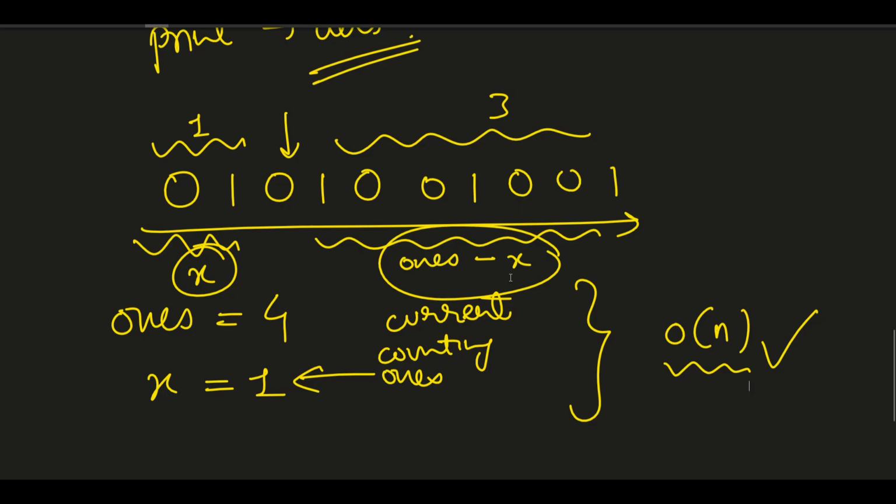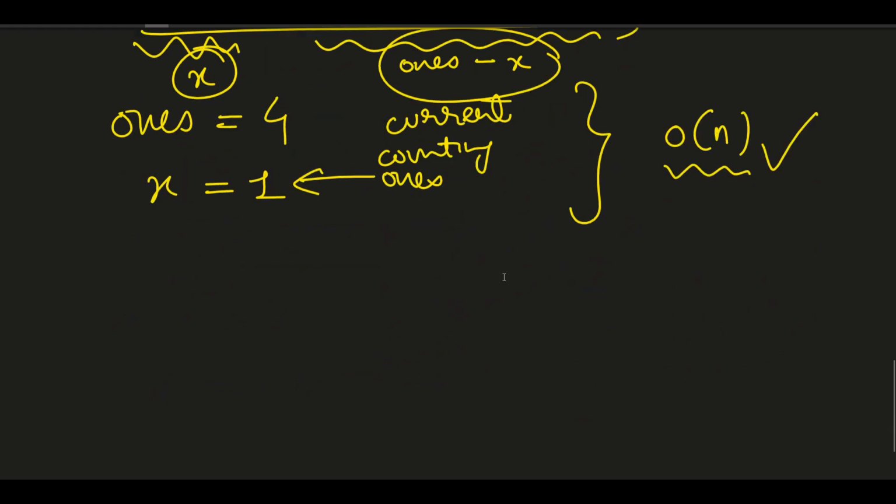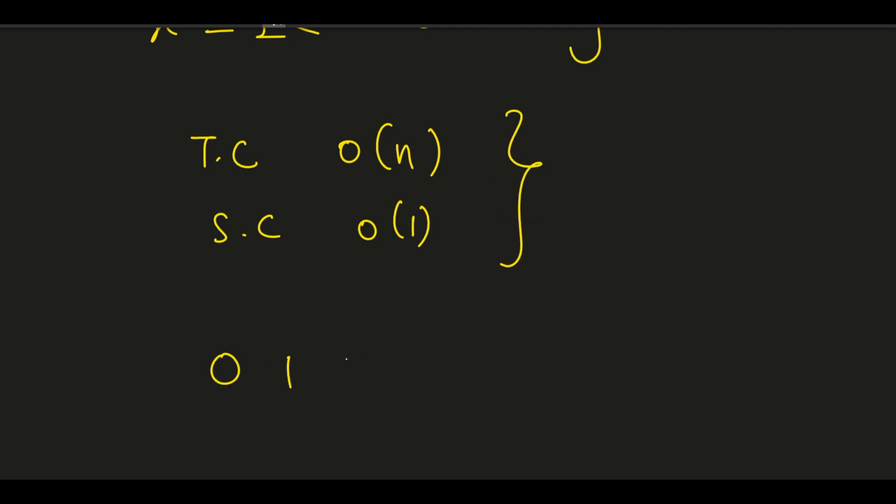Now, for the time complexity of this code, as you can see, we are using only one for loop. So the time complexity of this code is O of n. The space complexity of this code is O of 1. We are not using any extra space, right? So what did we do? I will just show it to you in a quick bit.